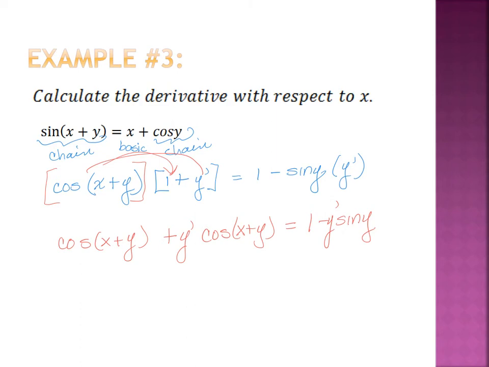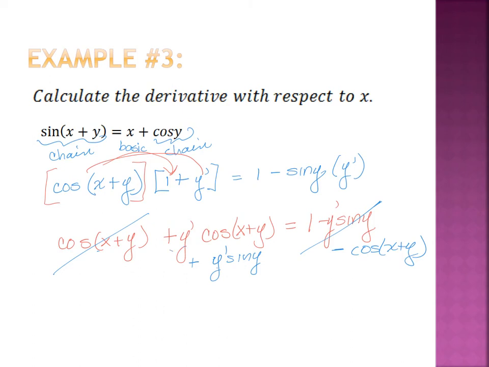up front. Okay, so now to put things on the left is going to be y prime, and then on the right, anything not y prime. So the cosine x plus y is going to subtract to the right, and the y prime sine y is going to add. So I'm adding y prime sine y, and I'm subtracting cosine x plus y. So as I write this down, because I'm running out of space, I'm going to take my y primes out.